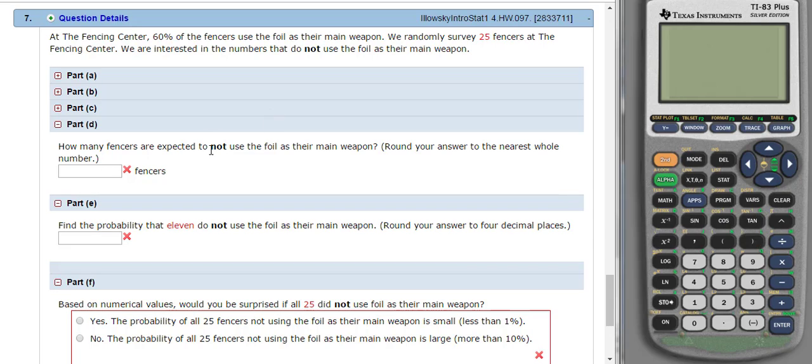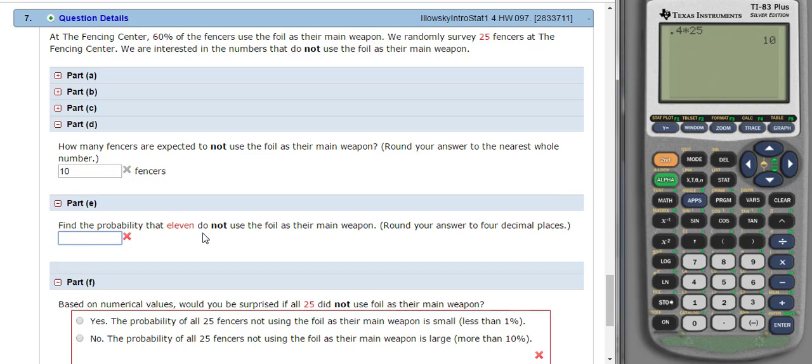Now, how many fencers do we expect not to use the foil? Well, to do that, remember, we take our probability, which is, in this case, 0.4, times the number of people surveyed, our sample size, 25. We multiply together, and we get 10.